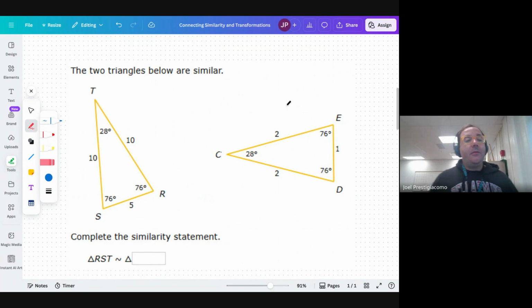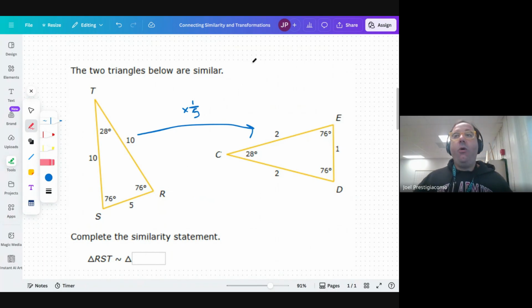So a question might be something along the lines of, if these two triangles are similar, write a statement of similarity, right? So let's look at the two triangles here. So we have RST, we have 76-degree angles with a 28-degree. We see the same thing with the other one. We see side lengths here of 10 and 5. We see side lengths here of 2 and 1, right? So that is the same proportion, right? So again, 10 to 5 is 2, 2 to 1 is 2. Again, we could also think to go from one to the other, we are multiplying by 1/5, right? And that kind of holds for each one.